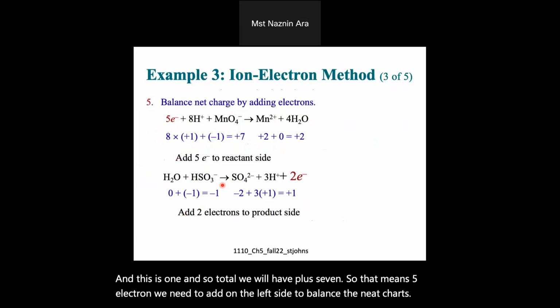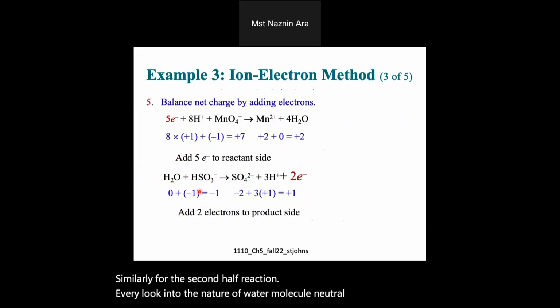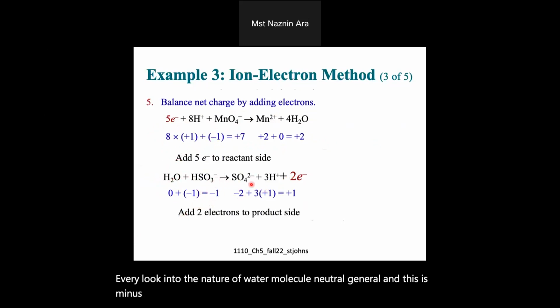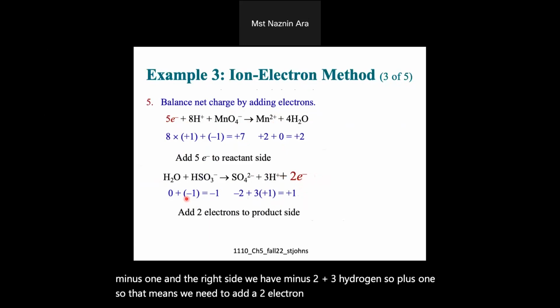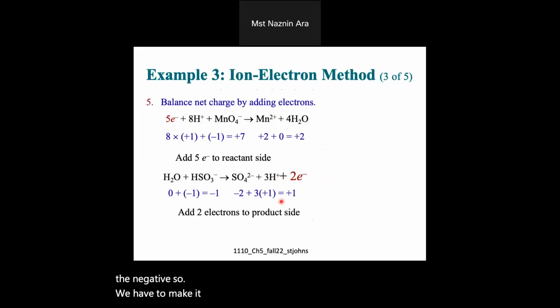Similarly, for the second half reaction, if we look at the net charge, the water molecule is neutral 0, and this is minus 1. And on the right side we have minus 2 plus 3 hydrogen, so plus 1. So that means we need to add 2 electrons on the right side, because we have to make it equal on both sides.